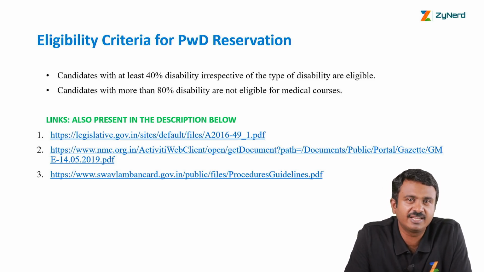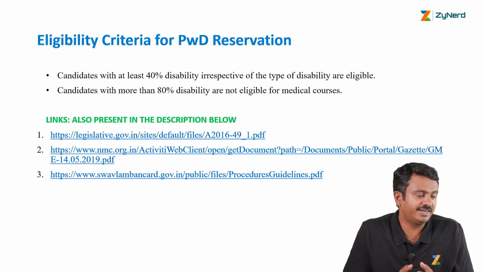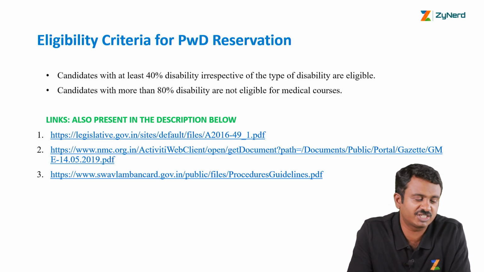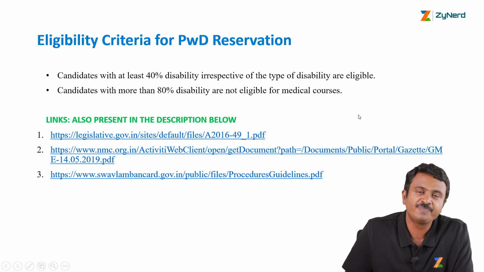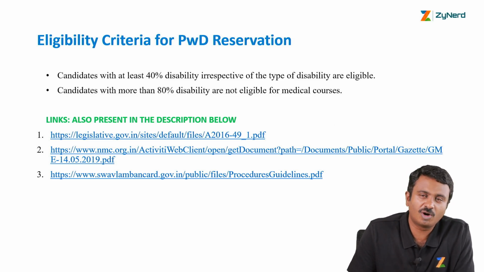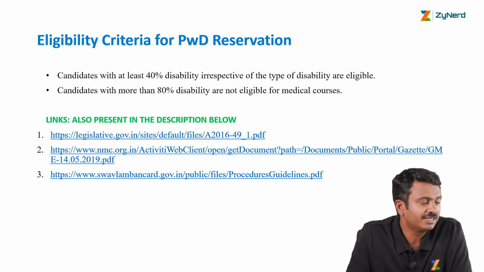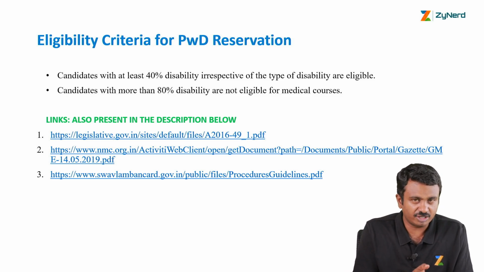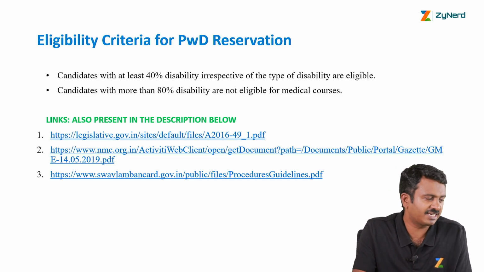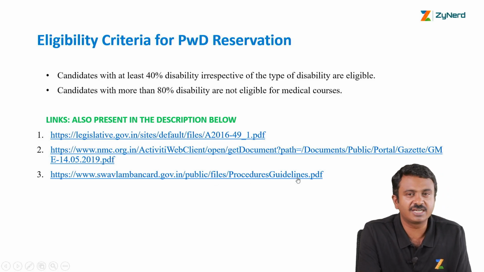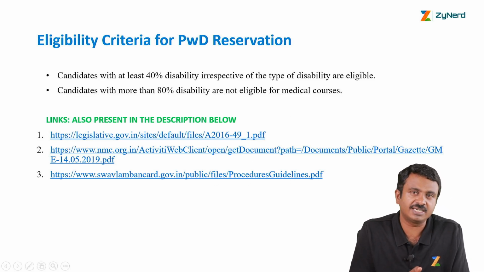What is the eligibility criteria for PwD reservation? There is a clearly defined NMC gazetted notification which has the complete list of disabilities and who is eligible based on the disability percentage that is defined at the disability centers, which are notified by the government. For candidates with less than 40% disability, the evaluation methodologies and how it is evaluated are also clearly defined under the act. The procedure guidelines links are here. If you are less than 40%, then you are not eligible for PwD reservation.